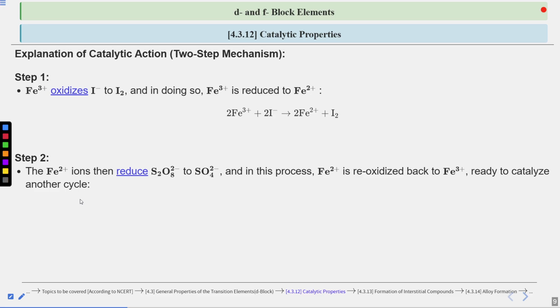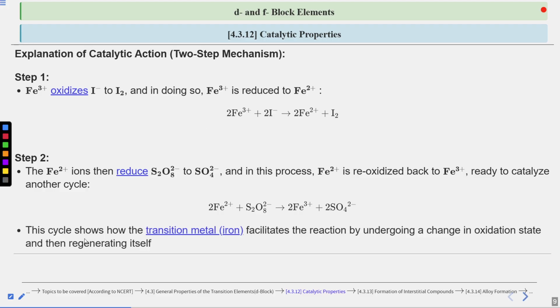That means the catalyst we used in the initial step, iron 3+, is regenerated at the end, even after having some changes in between the mechanism steps, right? So iron 3+ has changed to iron 2+, then iron 2+ reoxidizes itself back to iron 3+, ready to catalyze another cycle. So iron 2+ when it reacts with S2O8 2- ions converts itself to 2Fe3+, that means it oxidizes itself to 2Fe3+, and also reduces S2O8 2- ions to 2SO4 2-.